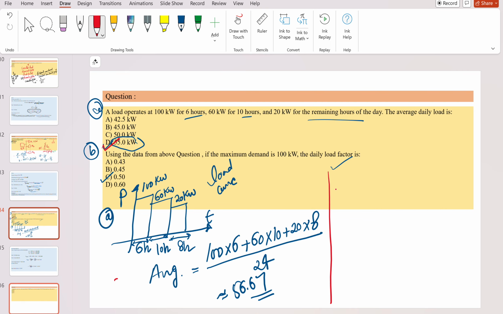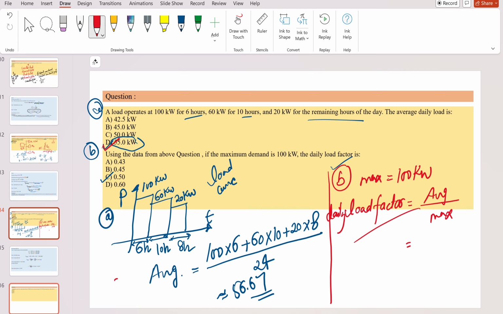Okay, let's see the B part. In the B part, the maximum is already given as 100 kilowatt. We know the daily load factor is equal to average divided by maximum. The average we have found from here, 56.67, divided by the maximum, which is given as 100. It will come out to be nearly 0.5667, which is nearly equal to 0.5.